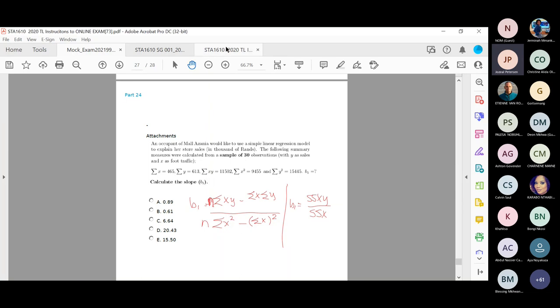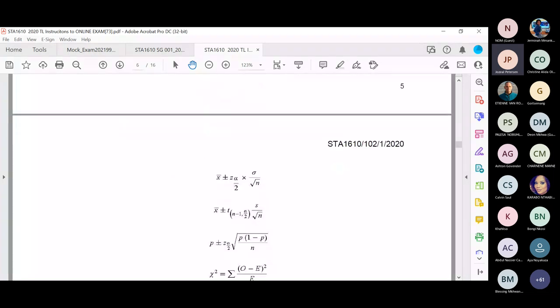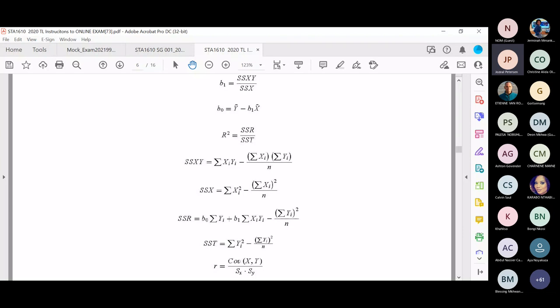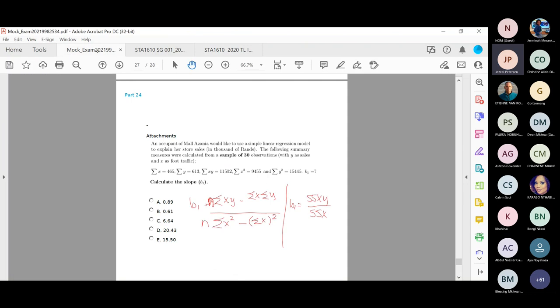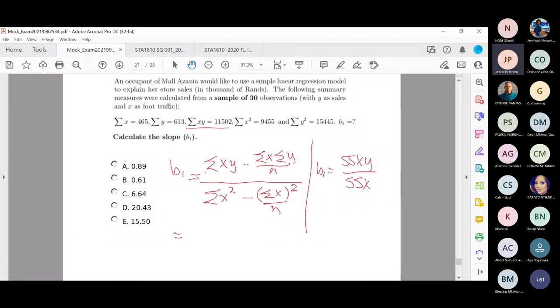So let me look at your tutorial letter, the formula that you can use on here. On this one, it uses this way. Okay, we can also use that way. We just divide by N, not here. We do the same. Divide by N there, divide by N. So you just substitute the values that you have. So we are given, let's make it bigger, we are given all the values. There is your sum of Y.